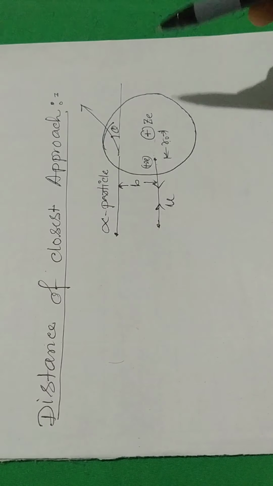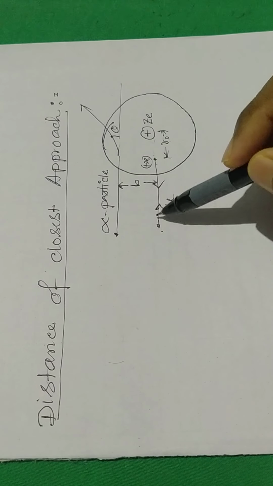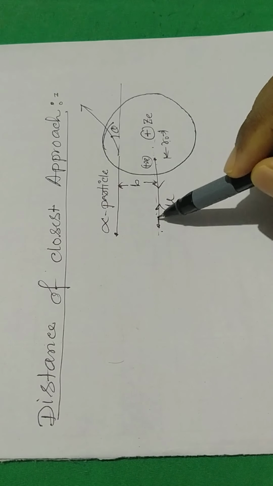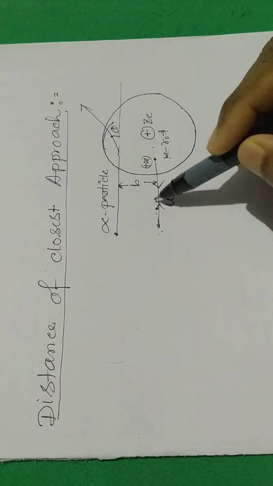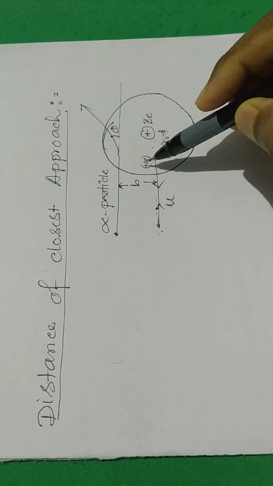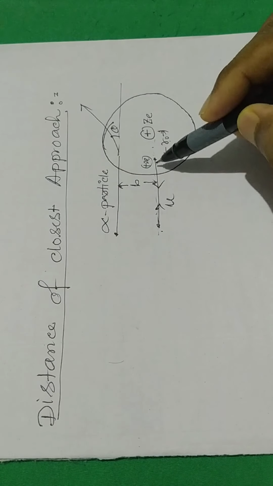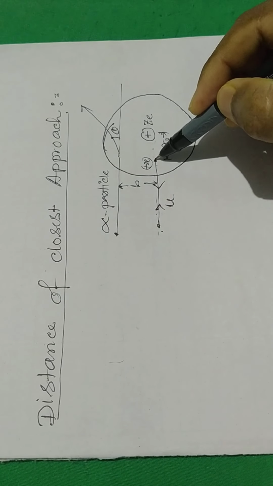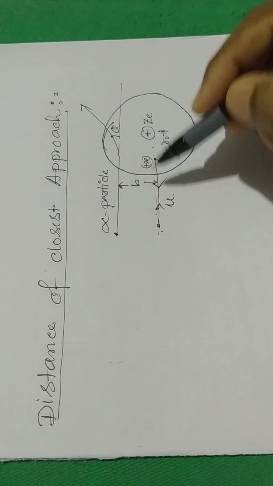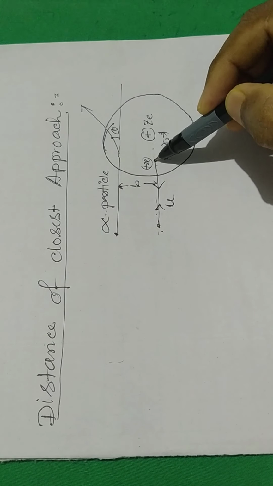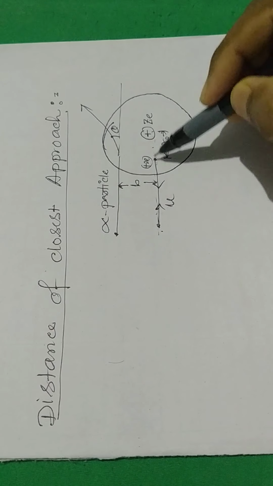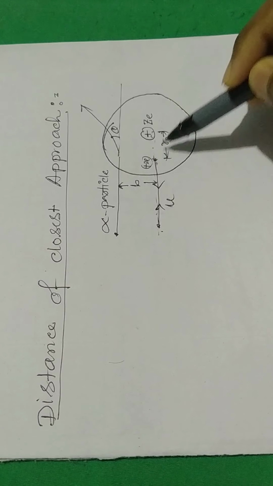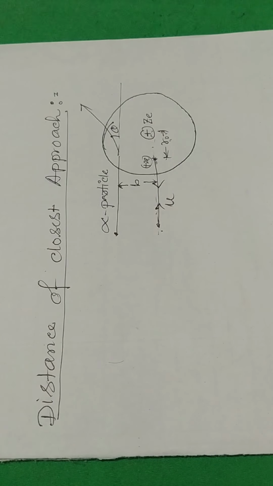Now you see the diagram, the alpha particle moving directly towards the nucleus. When the alpha particle moves directly towards the nucleus, its speed is decreasing. So slowly the alpha particle comes to rest. Afterwards, the alpha particle retraces its path. The distance at which the alpha particle comes to rest from the nucleus is called the distance of closest approach. It is denoted by r₀.